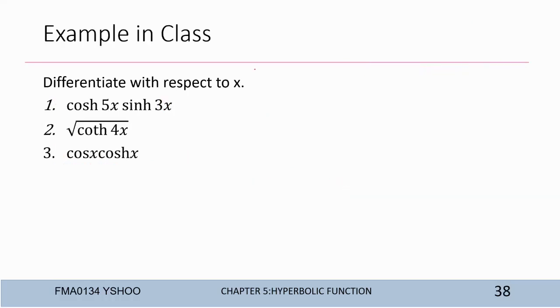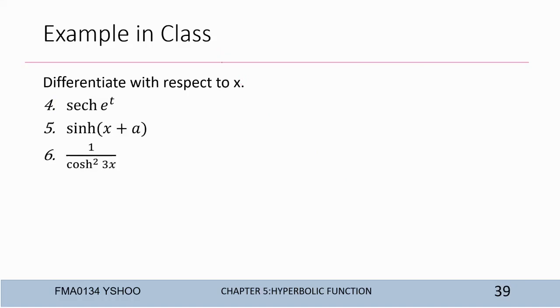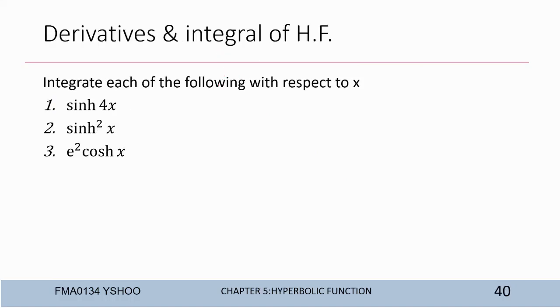If not, then leave it as it is. Okay, now this one, this example in the class, we will look at during the class time. Okay, so now for the integration, the integration is the same. As normal, integral sine x dx is cos x plus c. Integral cos hyperbolic x dx actually is sine hyperbolic x plus c. This is what you have.